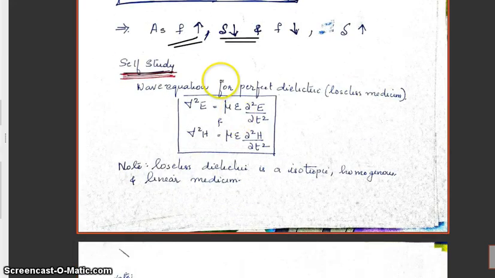Next, this topic you have to self-study, that is the wave equation for a perfect dielectric, a lossless medium. This is the wave equation for the lossless medium, that is del square E is equal to mu epsilon dou square E by dou t square, and del square H is equal to mu epsilon dou square H by dou t square. The derivation you have to study by yourself.